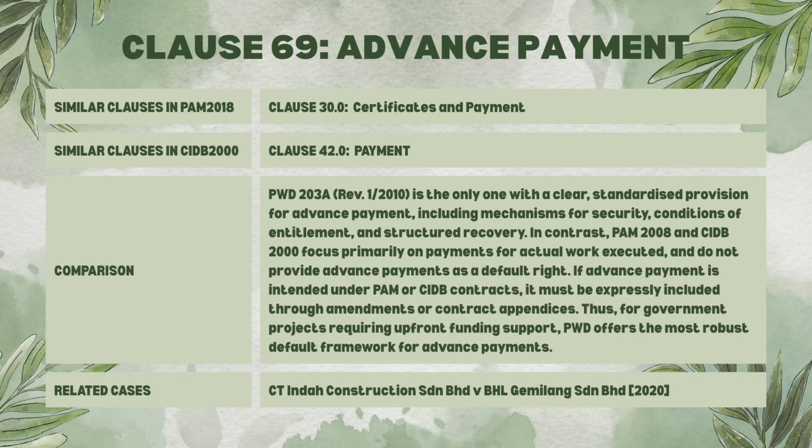Next is clause 69, advance payment. For PAM, the closest is clause 30, certificates and payment, while CIDB falls under clause 42, payment. Comparing the three, PWD203A is the only one with a clear standardized provision for advance payment, including mechanisms for security, conditions of entitlement, and structured recovery, in contrast. The case related is Siti Indah Construction Sdn Bhd versus BHL Gemilang Sdn Bhd.